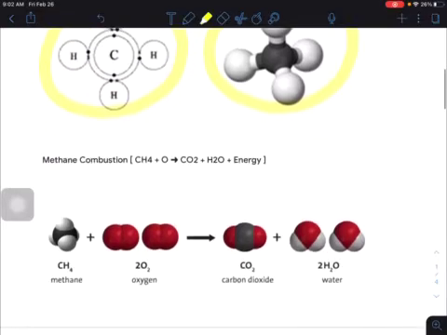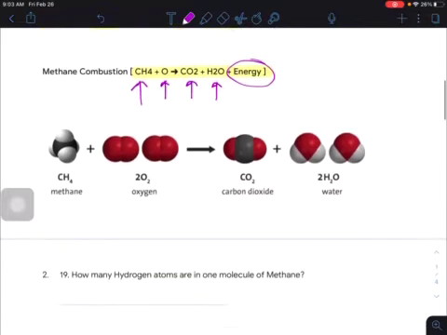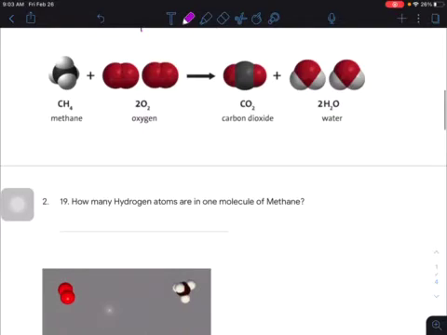And this would be a combustion reaction. Combustion just means that it burns. So you've got the methane gas combines with oxygen. You need oxygen in order to burn. And then, of course, your product is heat energy, but you also get byproducts, which are water and carbon dioxide.